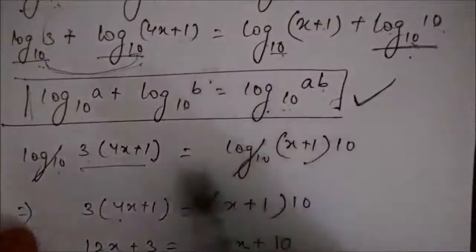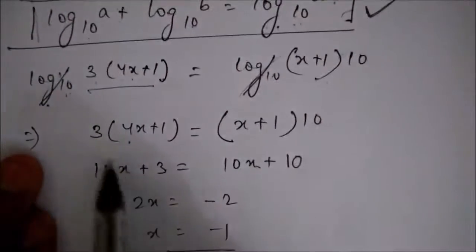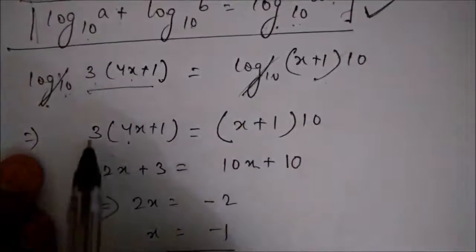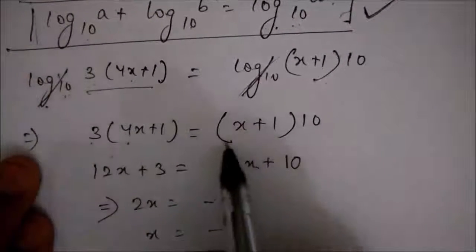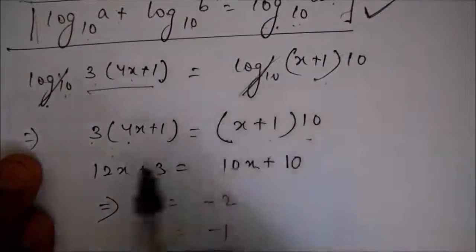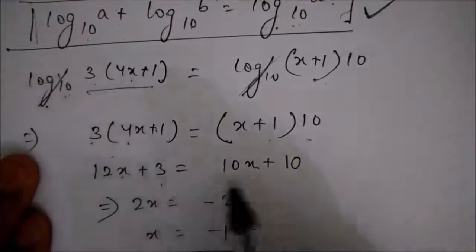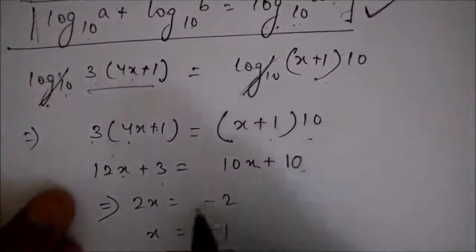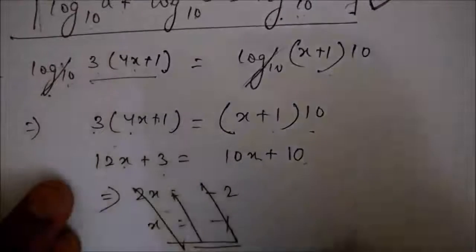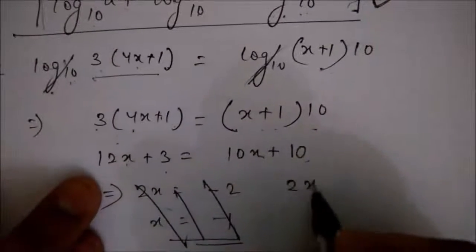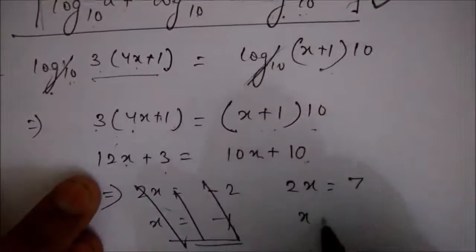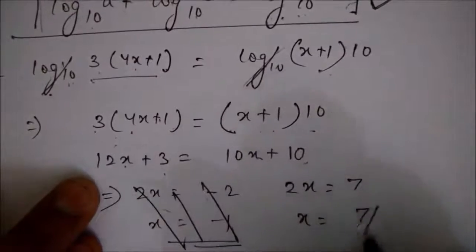Now log 10 and log 10 get cancelled, and the equation that remains is 4x plus 1 is equal to x plus 1 into 10. 3 4s are 12x plus 3 is equal to 10x plus 10. So 2x is equal to 7 and x is equal to 7 by 2. This is the final answer.